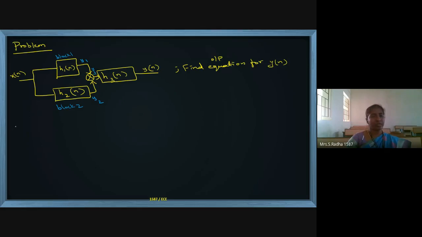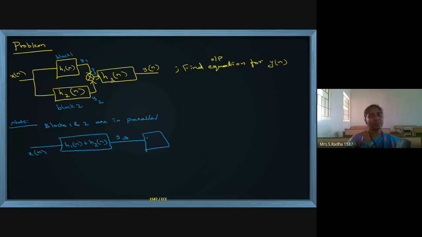So here you can make a note that blocks 1 and 2 are in parallel. So we can modify them as h1 of n plus h2 of n, and you can give the overall input x of n. So after the summing point, this is y3. Directly we are going with y3. After y3, the third block is h3 of n. This is block 3, and the final output is y of n.